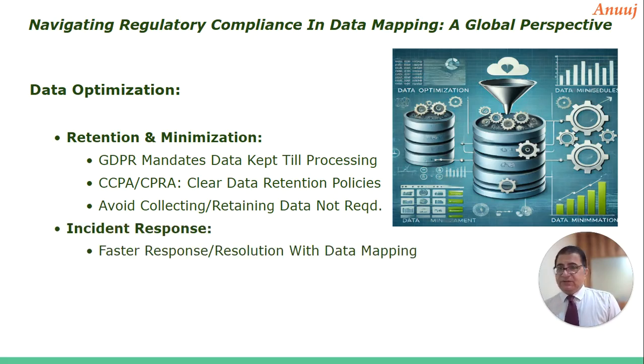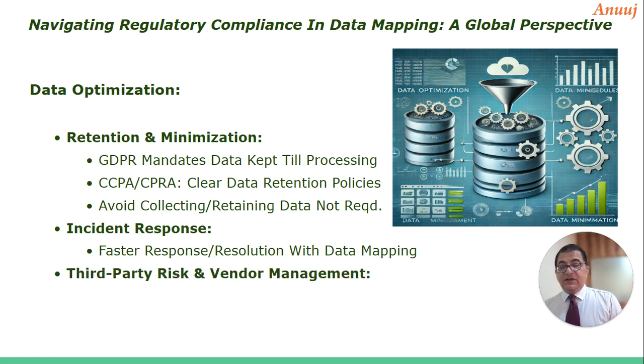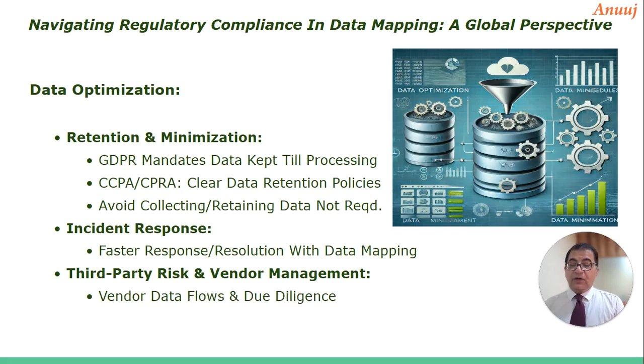Incident responses, at least the basic ones like data subject requests, will become faster. A breach happening from an unknown area would make it difficult for you to identify the breach. A breach happening from a known area will make it easier and faster to respond. So incident response would also get better if you do data mapping.